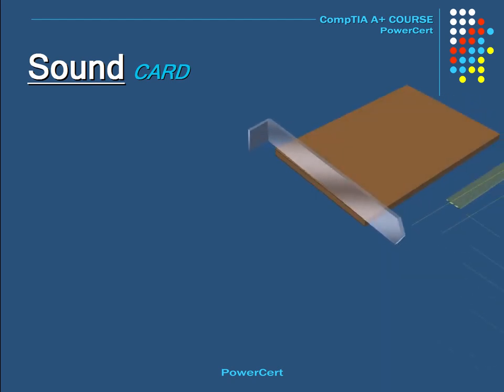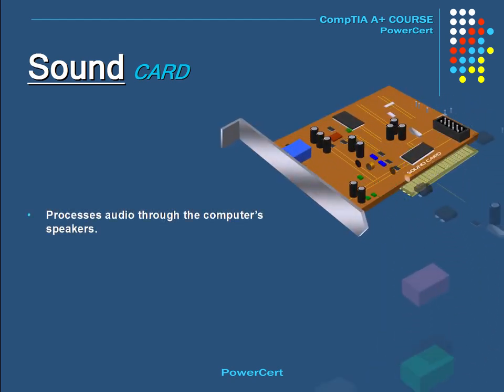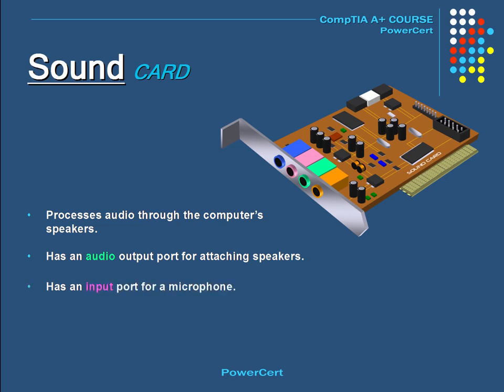A sound card is another type of adapter card that processes audio through the computer's speakers. A sound card attaches into the computer's motherboard through a bus slot. A basic sound card has an audio output port for attaching speakers and an input port for a microphone for recording purposes. More sophisticated sound cards have extra ports. For example, ports for subwoofers and surround sound, and ports for other digital audio equipment.